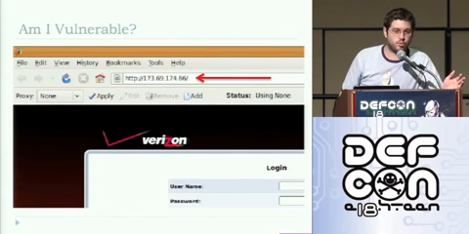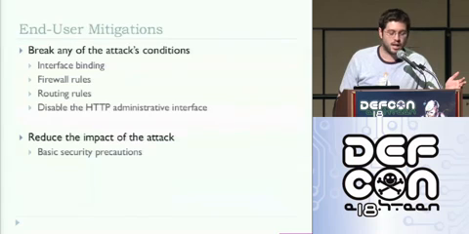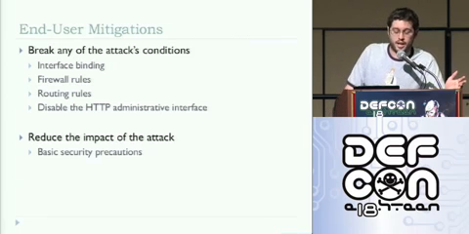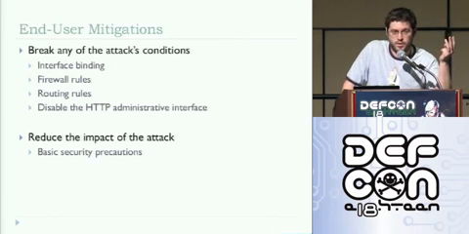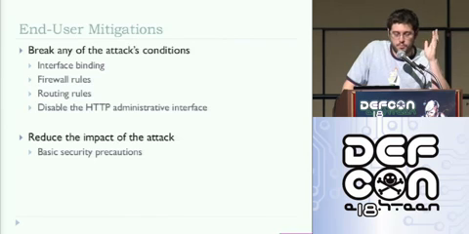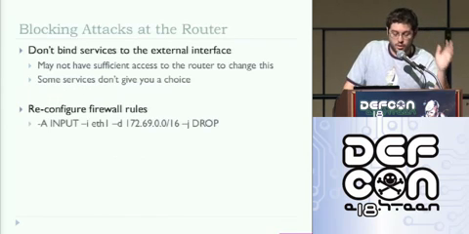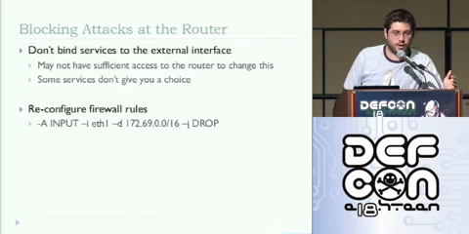So, okay, let's say that you are vulnerable. There are some very simple steps you can take to stop it as an end user. Okay, first of all, we can basically break any of those 3 requirements we have for the router, and if any of those are broken, the attack doesn't work. And we can also reduce the impact of the attack just by basic security measures. So if you have sufficient access to your router, you may be able to change the services so that they only bind to the internal interface.